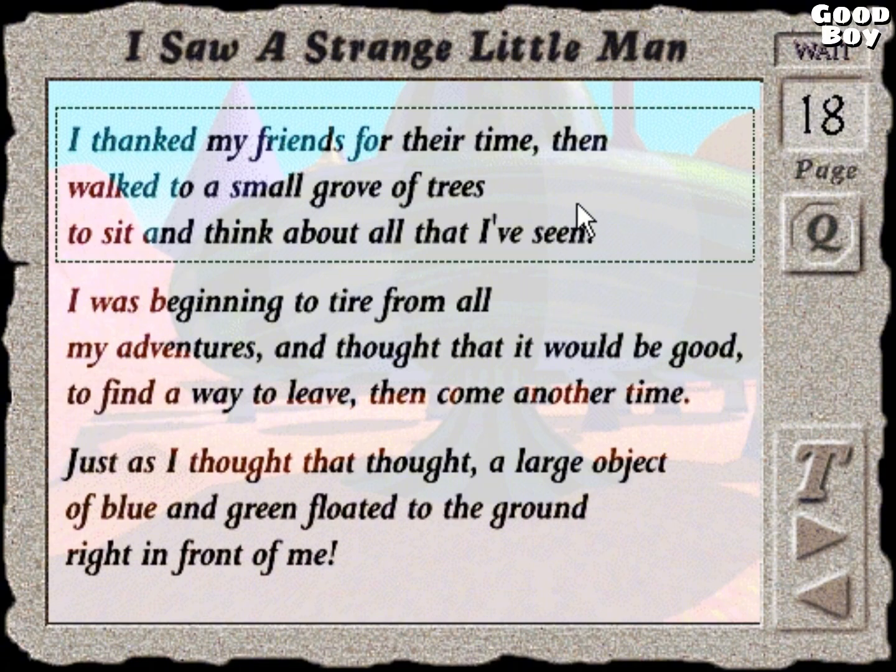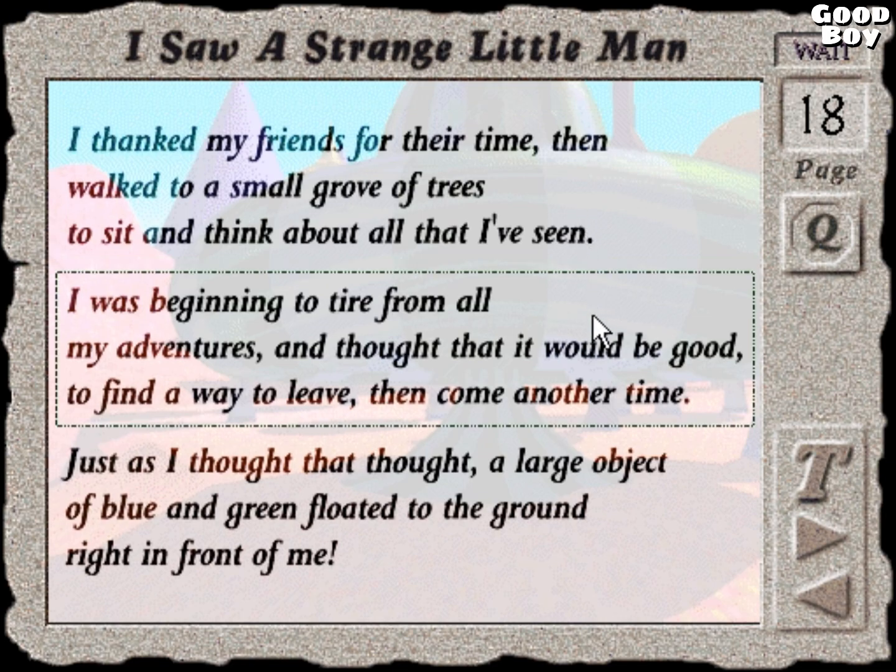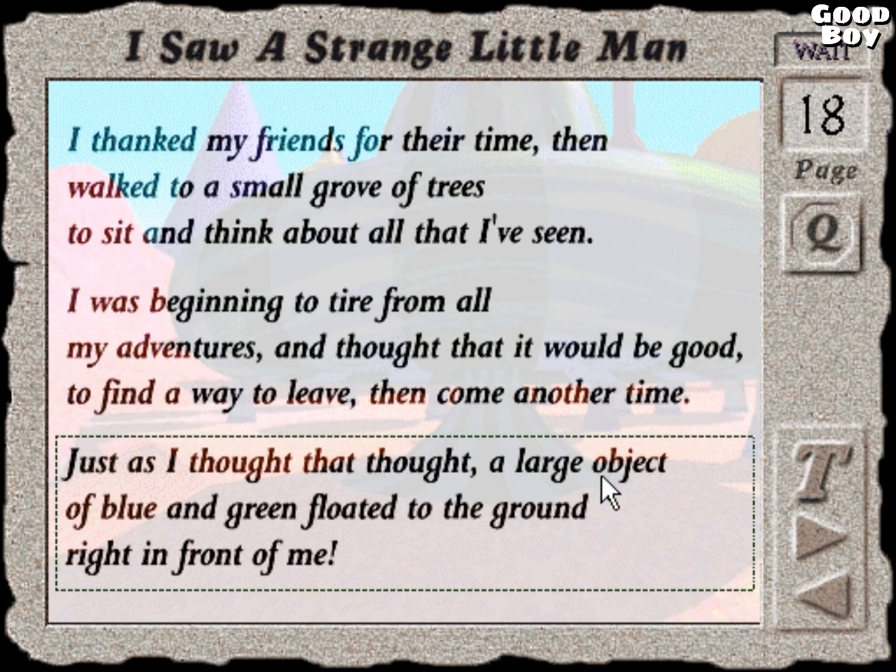I thanked my friends for their time, then walked to a small grove of trees to sit and think about all that I've seen. I was beginning to tire from all my adventures, and thought that it would be good to find a way to leave, then come another time. Just as I thought that thought, a large object of blue and green floated to the ground right in front of me.